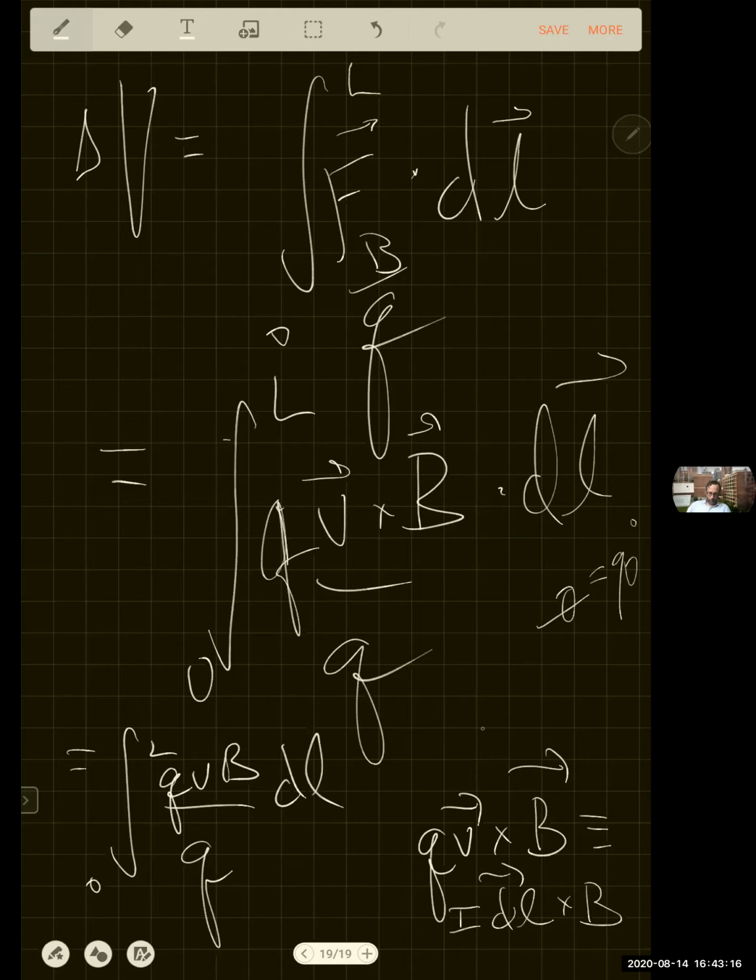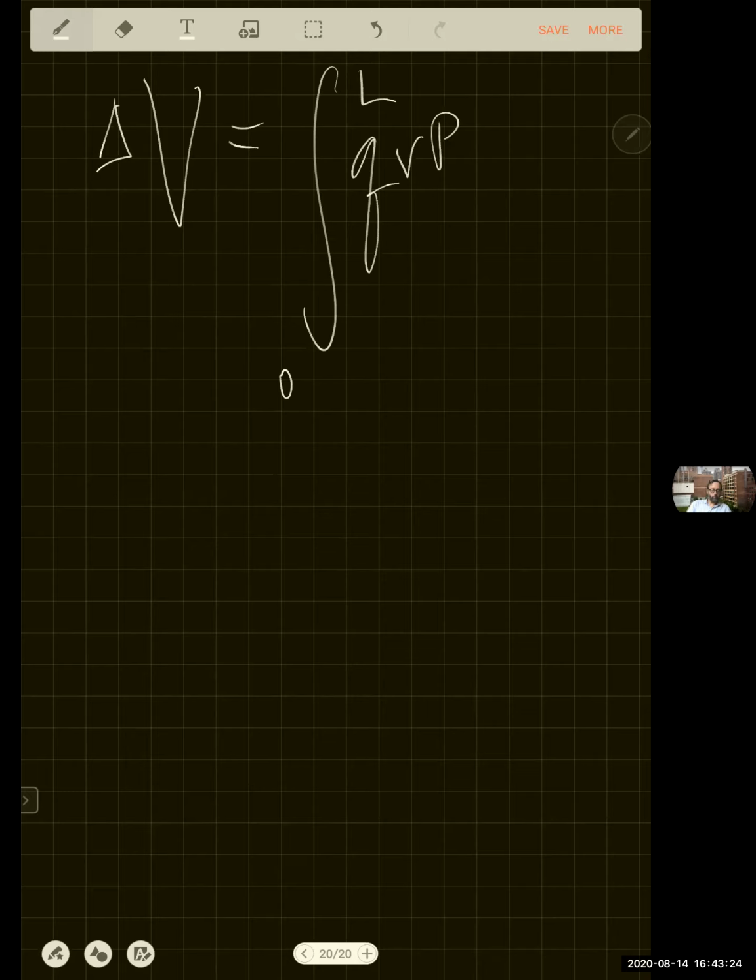Okay, and the Q's cancel out. Now we have the integral of VB with respect to dL. We're integrating along L, along a path, because we're trying to figure out work done. So we're integrating a force, but per charge, so that we can get potential rather than potential energy. V and B are constant along L. The velocity of the rod doesn't change along the rod, and the magnetic field does not change along the rod.